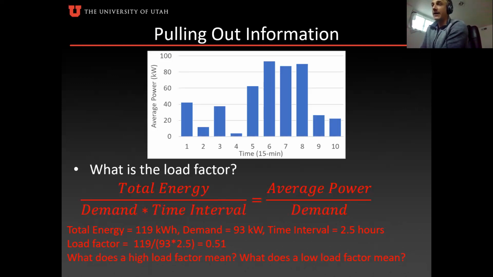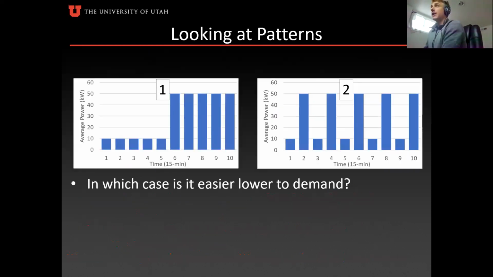However, for a low load factor, that means you have these occasional random spikes in power. You have a little bit more flexibility. You could make whatever process is causing that spike more efficient. You could also have the flexibility to move that process around. Maybe it's a batch process that they're running in the middle of the day. Maybe they could run it at night. All right.